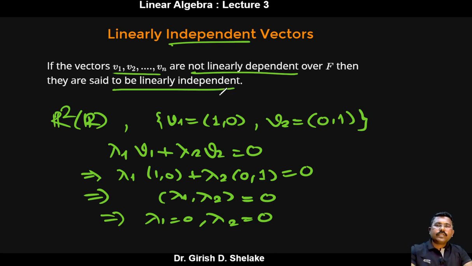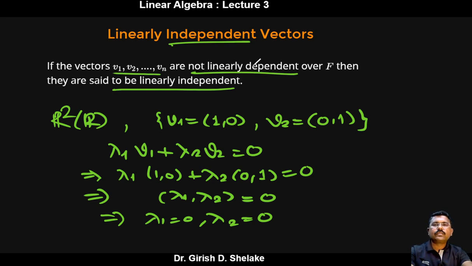So by using non-zero scalars, it is not possible to write their linear combination as 0. So in this case we say that this set is not linearly dependent, and hence it must be linearly independent.